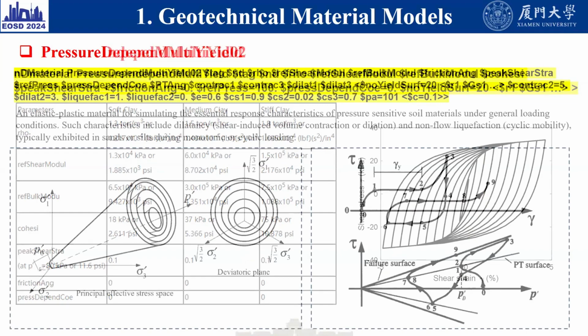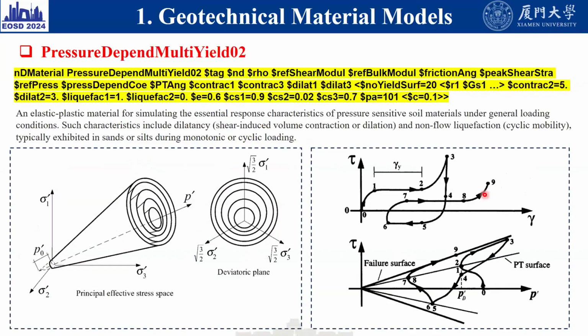So the next model is the pressure dependent multi-yield surface 02 model. This model is widely used by many researchers currently. It's an elastoplastic material for simulating the essential response characteristics of pressure sensitive soil materials. Pressure independent means pressure insensitive. But for this model, it's a pressure sensitive material under general loading conditions, which means the shear strength will change due to the confinement change.